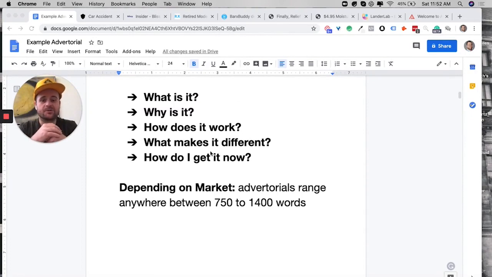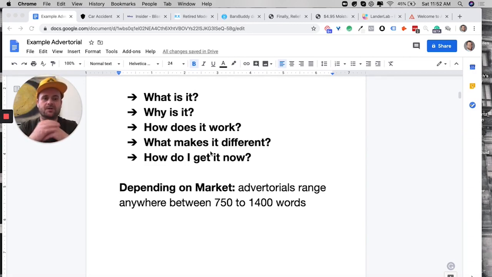Now, advertorials range anywhere between 750 to 1,400 words. I'll show you an example of short advertorials and long form advertorials. This is a good point to bring up, and it was brought up the other day too. Some people say this is a little longer, or this is a little shorter, it all ranges. How you can know is this. I'll show you multiple examples of the difference between what the industry calls a jump page and an advertorial.